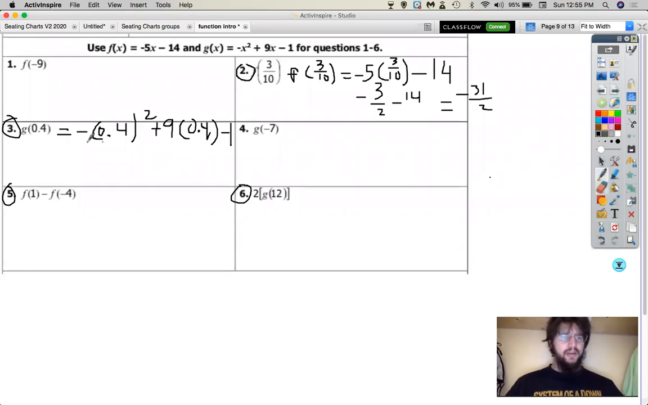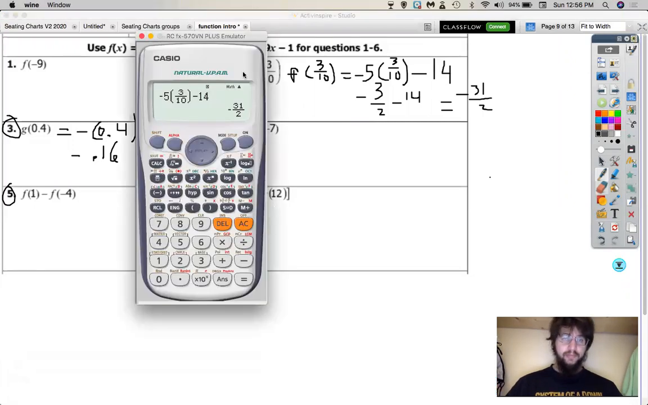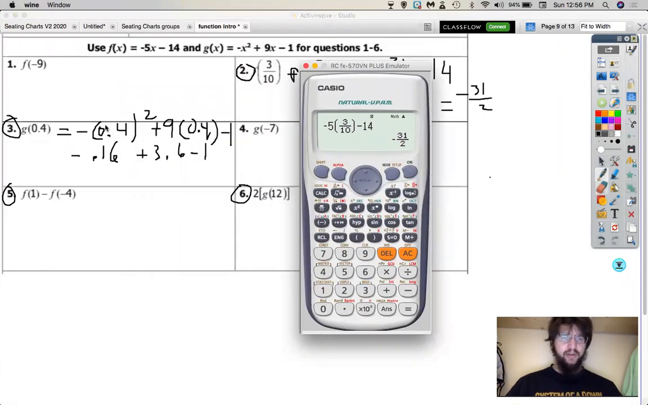So we have the setup. g of 0.4 equals, plug it all in, make sure you use parentheses. Then you can do it. Again, a calculator is perfectly fine. It's going to be negative 0.16 plus 3.6 minus 1. So definitely want to use a calculator on this one. But if you just put it in from here, that would be fine as well.